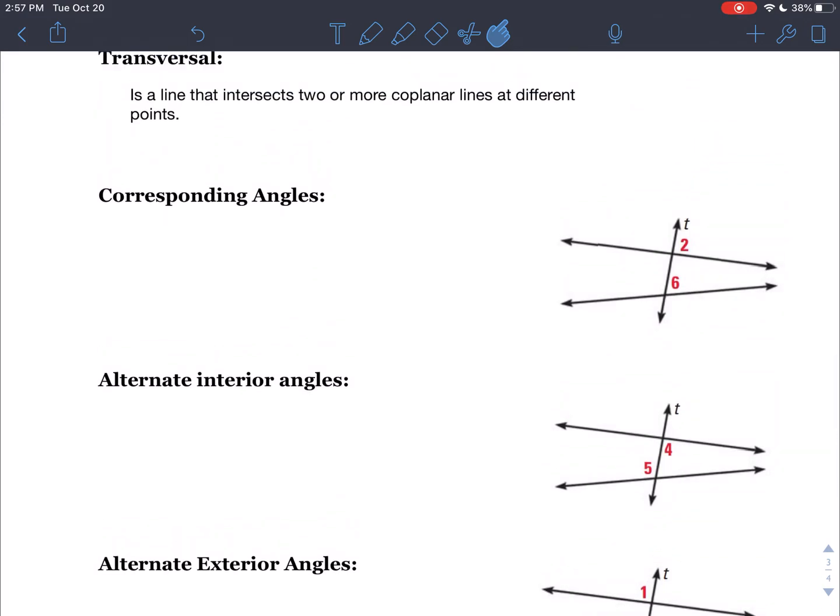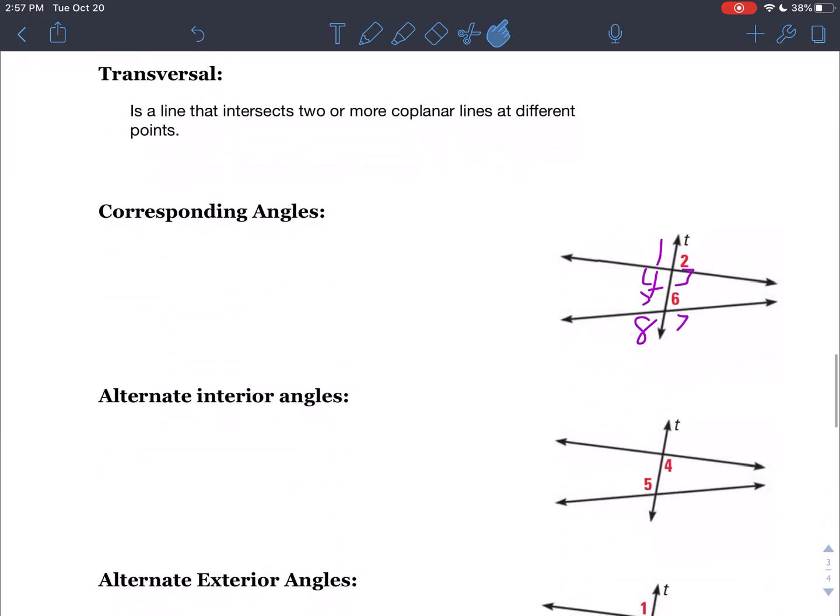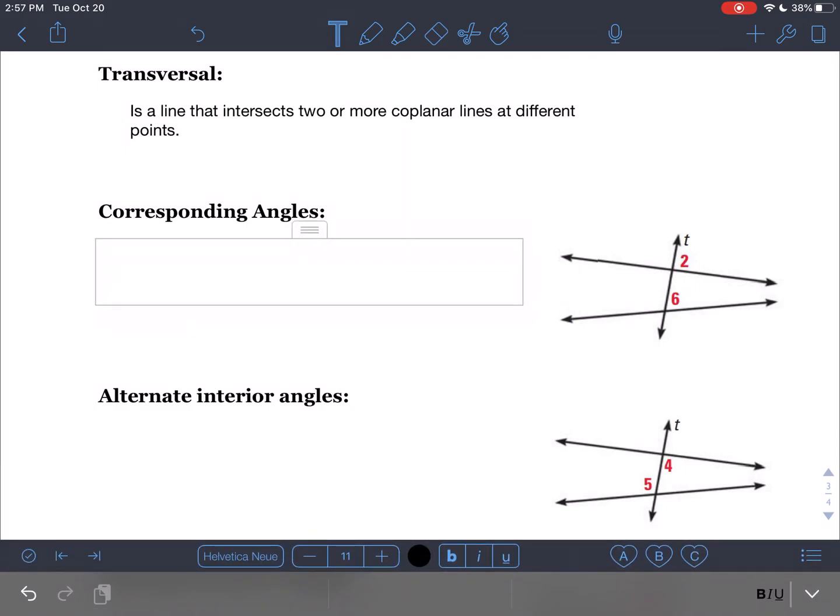And what it does is it creates eight angles, the ones labeled here, 1, 2, 3, 4, 5, 6, 7, and 8. It creates 8 different angles. And those angles have special relationships. And that's what we're going to talk about. First off, we have something called corresponding angles. Angles 2 and 6 are examples of these corresponding angles.